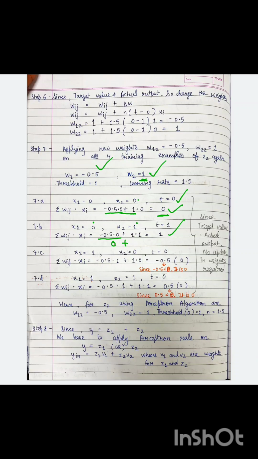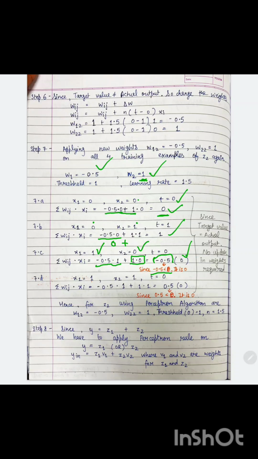In the next example, we see x1 is 1, x2 is 0. So minus 0.5 into 1 becomes minus 0.5, and 1 into 0 becomes 0. So our final answer comes out to be minus 0.5, which is less than threshold. Since this value is less than threshold, which is 1, which is theta, the answer is 0. Target is 0 and this is also 0. So when both are 0, there is no change required.